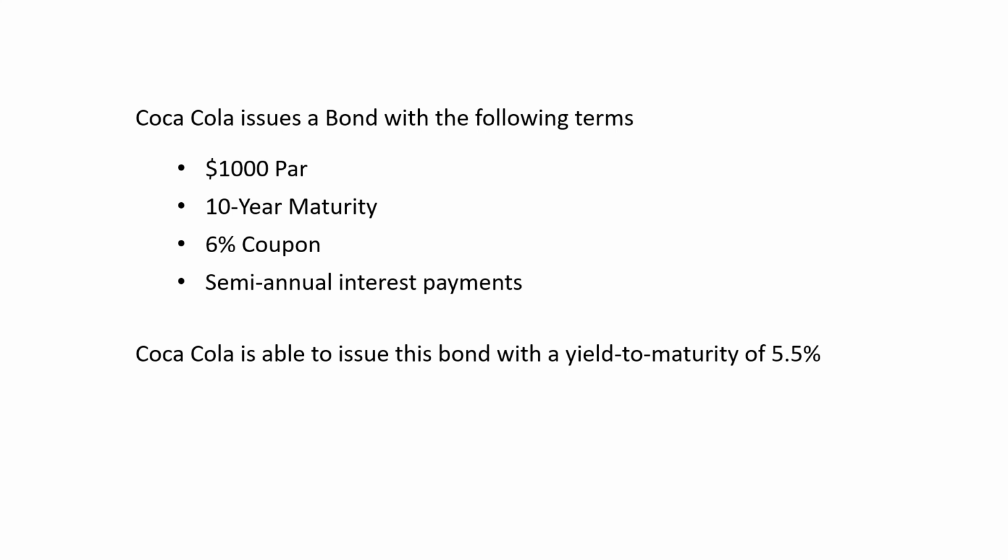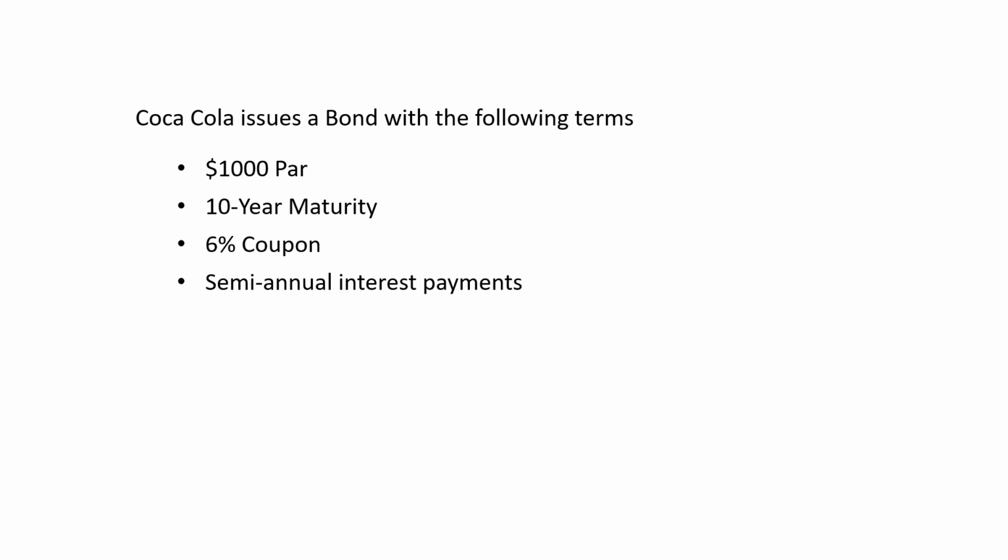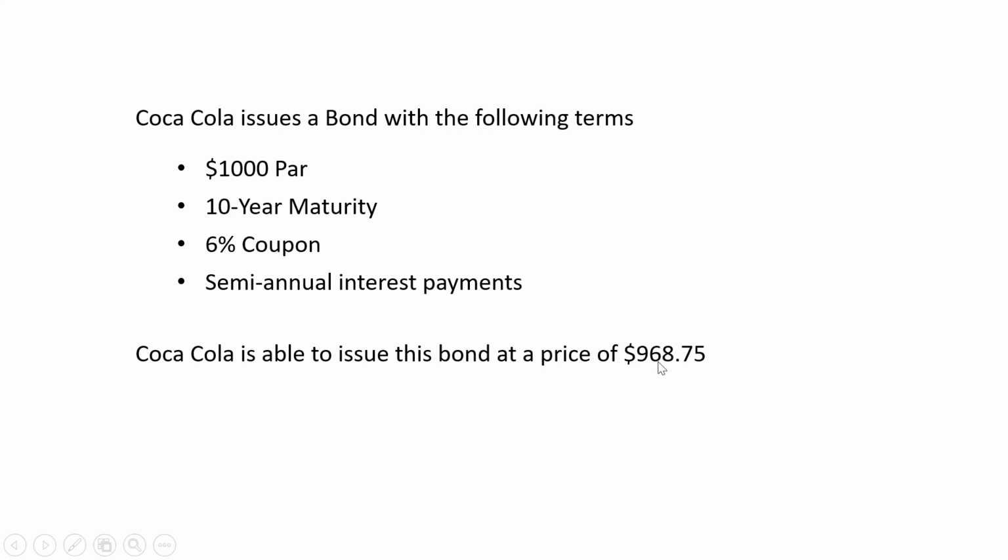If I know the yield to maturity and all these other stipulations, I can come up with the price of the bond. Now, conversely, let's say I want to figure out the yield. Everything is the same here. But this time, instead of knowing the yield, I do know the bond price. Let's say the bond price is 968.75, so it's trading at a discount to par. So in this case, what would be the yield to maturity? If I know the price, then I can calculate the yield to maturity. If I know the yield to maturity, then I can calculate the price.